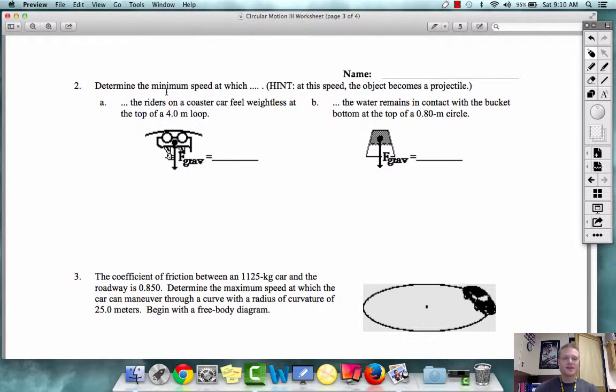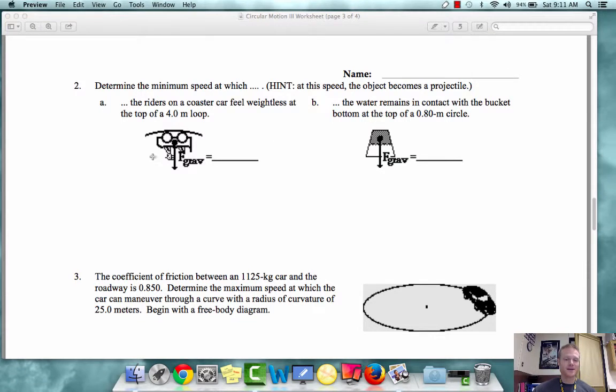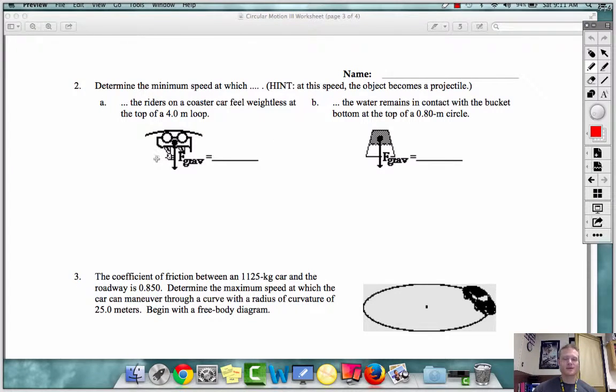Number 2, determine the minimum speed at which... And the hint is, at this speed, the object becomes a projectile. So 2A says the rider on a coaster car feels weightless at the top of a 4-meter loop. Okay, how do you solve this? Well, one thing we can kind of think about is at this speed, the car is almost not physically in contact with the track anymore. It's a projectile, which is extremely dangerous. But the car right now is actually not in contact or just barely in contact with the track.